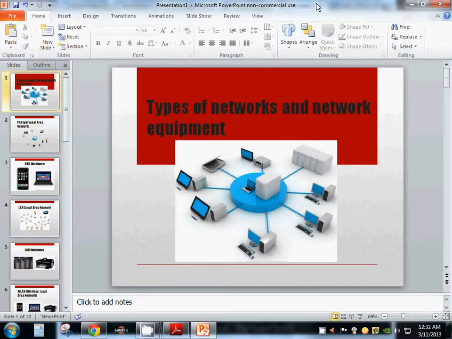Today I'm going to teach you a little bit about the different types of networks and different networking equipment. So here we have a basic network, some computers, some laptops, different types of PCs and a server, all connected in network configuration.